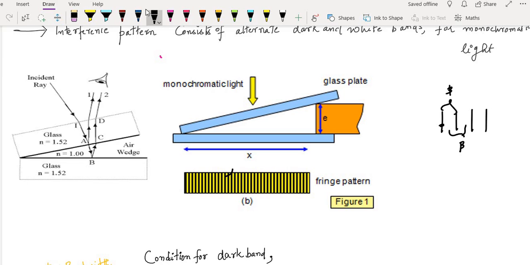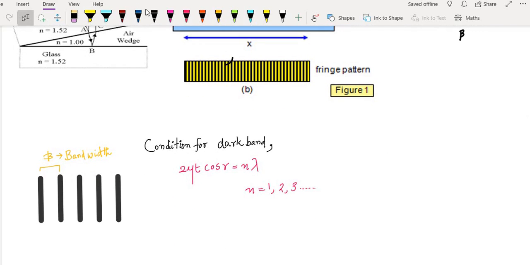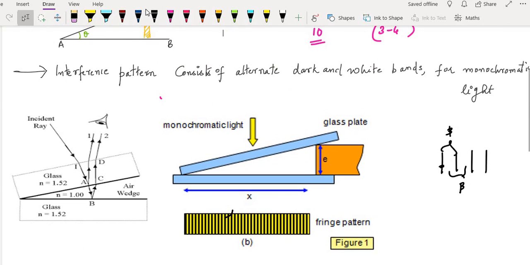In this experiment, we don't need to derive the condition for destructive or constructive interference, or the equation for the path difference. Everything is given. We need to derive the equation for the angle theta. This is our angle theta between the two glass plates.